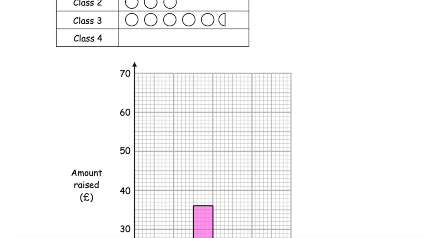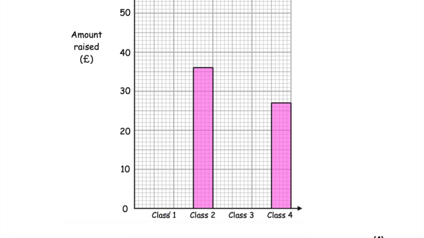And then if we go down to our bar chart, we've got this bar chart with class 1, class 2, class 3 and class 4. And the bar for class 2 is actually completed, and let's actually work out how much money that is. So we've got 10, 20, 30 pound, 35, so that's going to be 36 pound there, so that's 36 pound. And class 4, there's 20, 25, 26, 27, so that's 27 pound. So we know how much each of those bars represent.